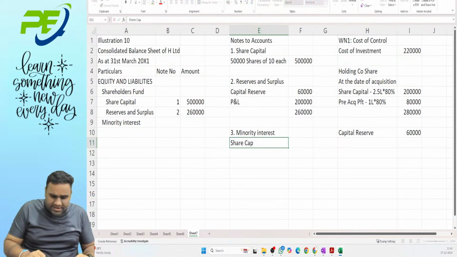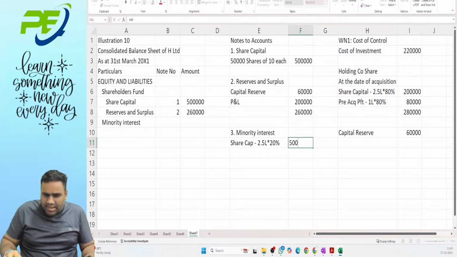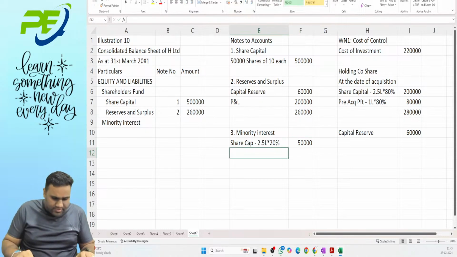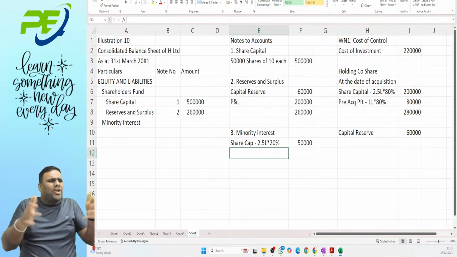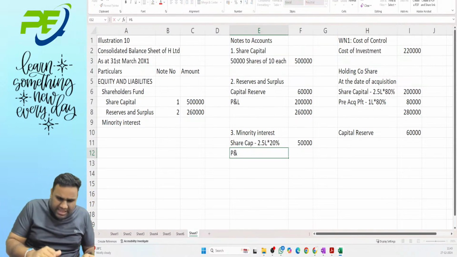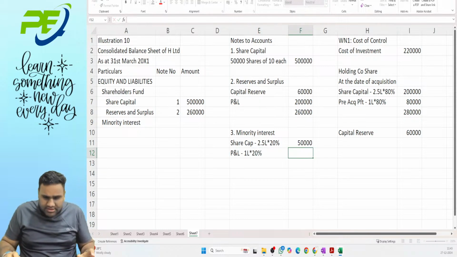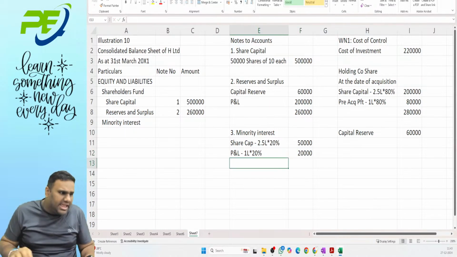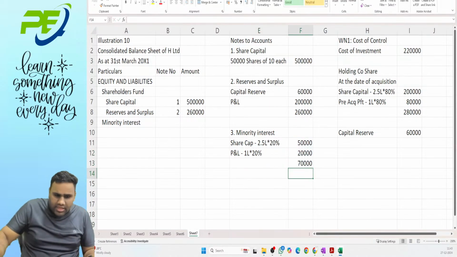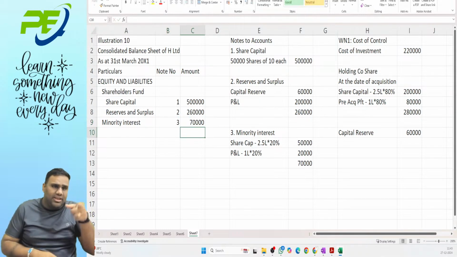So share capital 2,50,000 into 20% is 50,000. For minority interest, you need not segregate pre and post. Both will come. So P&L 1 lakh into 20%. Anything else? 70,000. Note number 3.